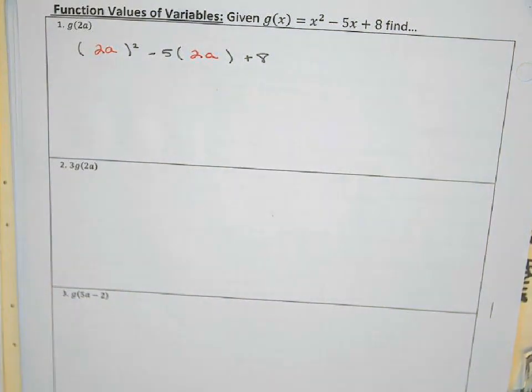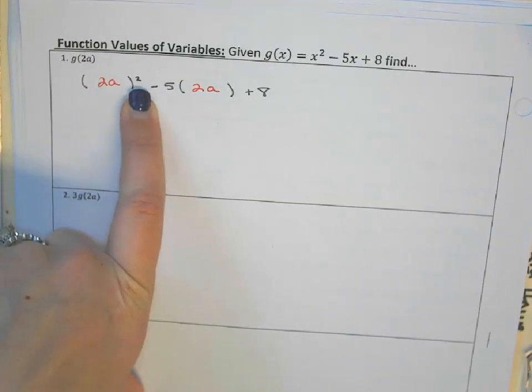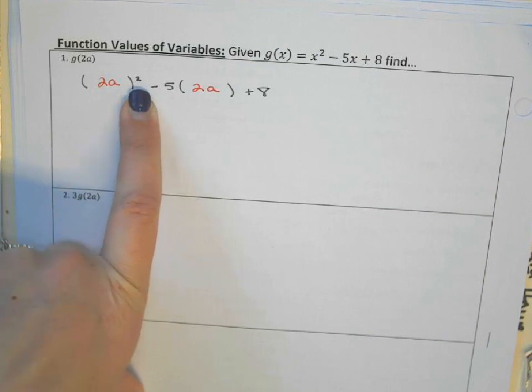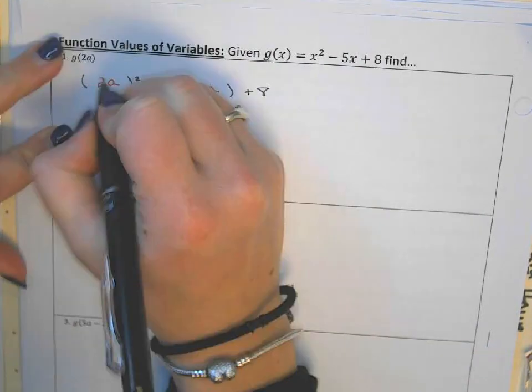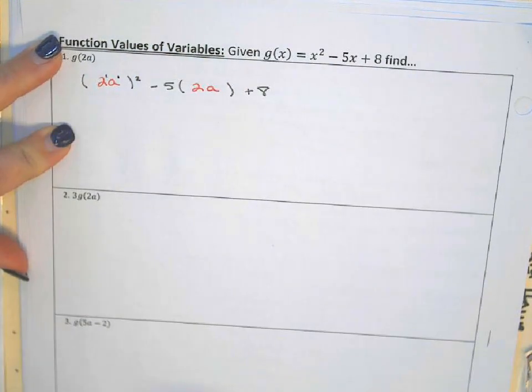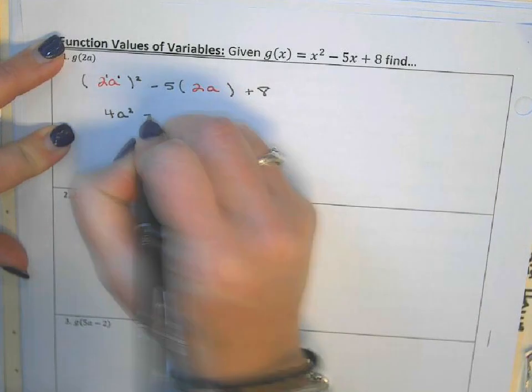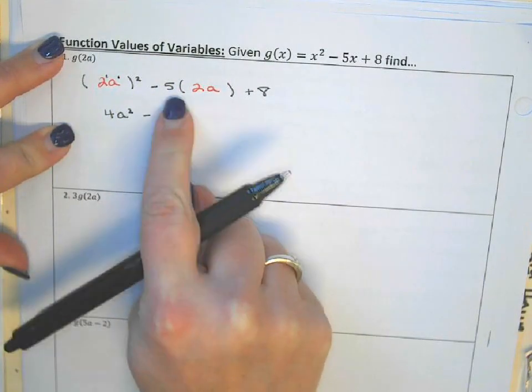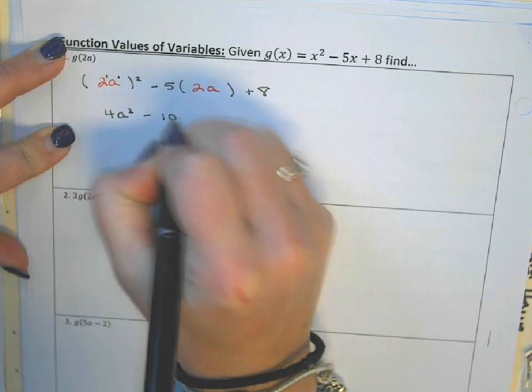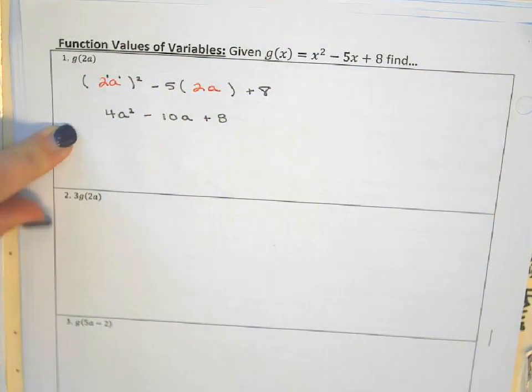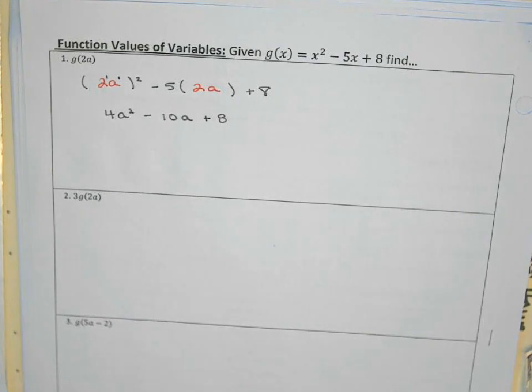Well, now I'm just using a little bit of what I did in section 1, because what is 2a squared? And so many people tell me it's 2a squared. It is not. It's 4a squared, because remember, you have exponents of 1 on both of those. So it's 2 squared a squared, which is 4a squared minus, what do I have here? 10a plus 8. Okay, so far, we're doing okay.